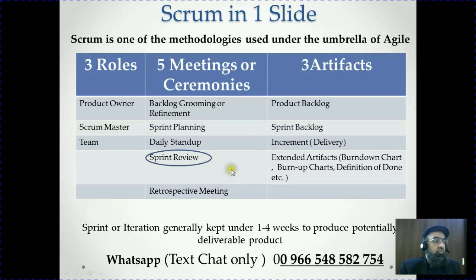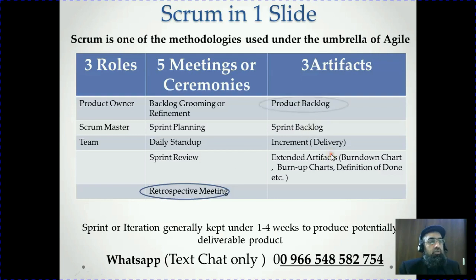Then there is one more meeting at the end, or maybe after the sprint, which is called the retrospective meeting. Retrospective meeting means we sit together again to see what went wrong, what were the good lessons learned, what were the bad lessons learned, and if anything can be optimized in future, that is decided here. So these are the 5 meetings which are held in Scrum methodology.